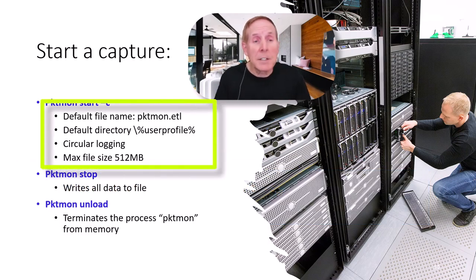Now you're going to get a default file name. You're going to get a default directory. It's going to dump that file into the root of your user profile. It's going to use circular logging. In other words, when the memory log file fills up, it's going to overwrite the oldest data with new. The maximum and default size is going to be 512 megabytes.